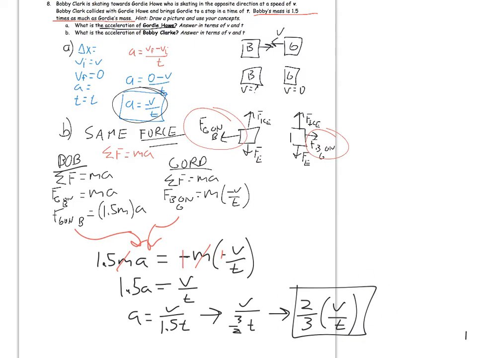Bobby has more mass, so he should have less acceleration. That's what Newton's second law tells us, that mass and acceleration are inversely proportional. Okay, and so there's my answer. Obviously, if you have a negative, that would be okay. It all kind of depends on what you set up as the initial direction.